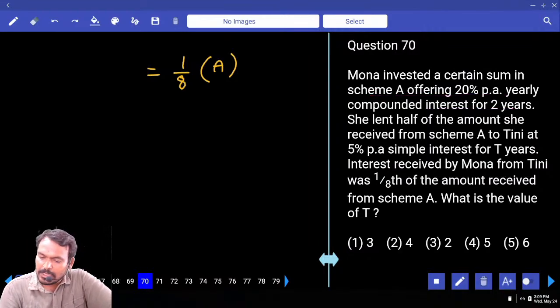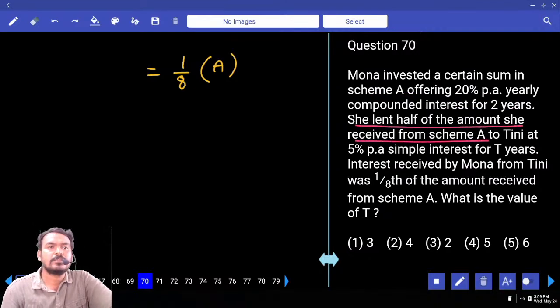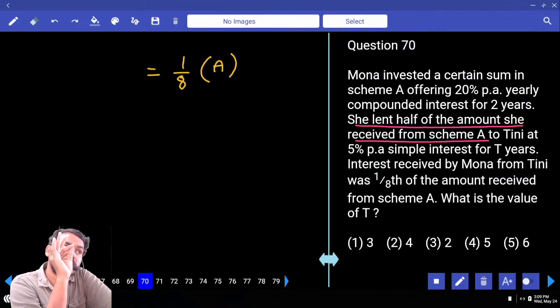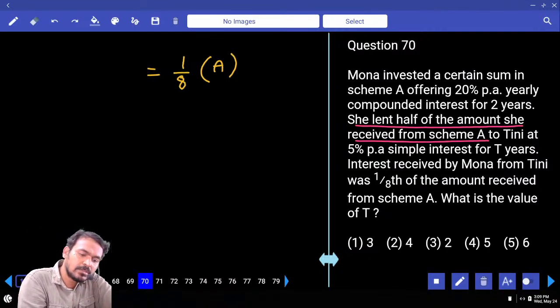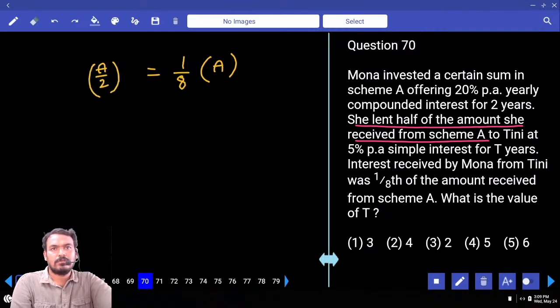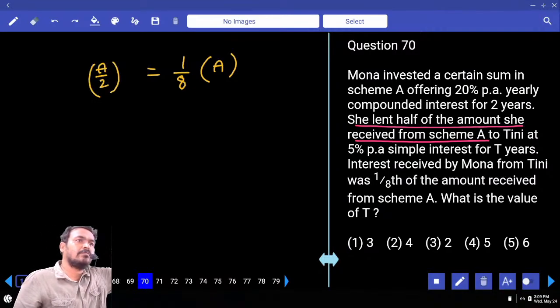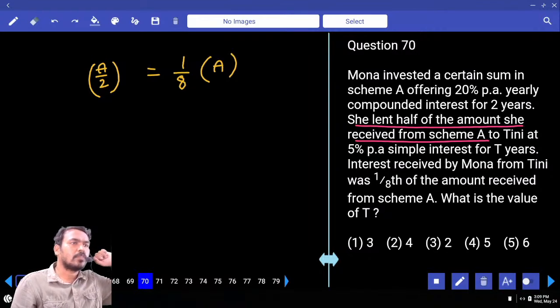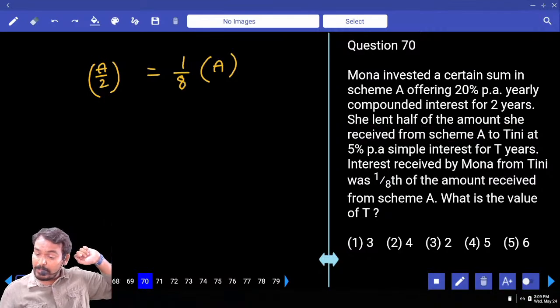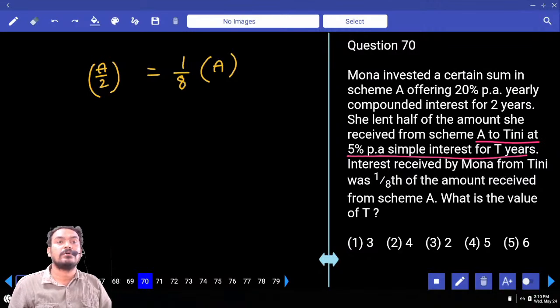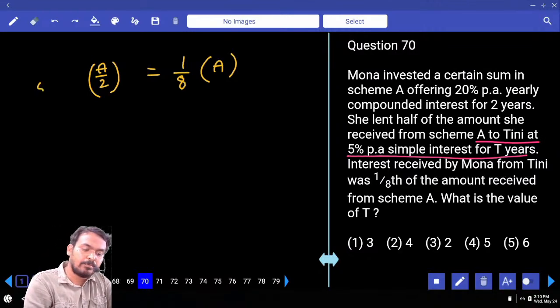What is the condition here? She lent half of the amount she received from scheme A. Scheme A amount received is A. Half value means A by 2, or not? Already the amount we considered is A. In that, half value means A by 2, or not? Okay. And that A by 2 value is invested at 5% per annum simple interest for how many years? T years. Then we write 5% into T, or not?